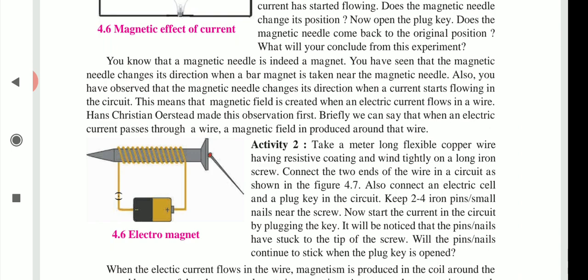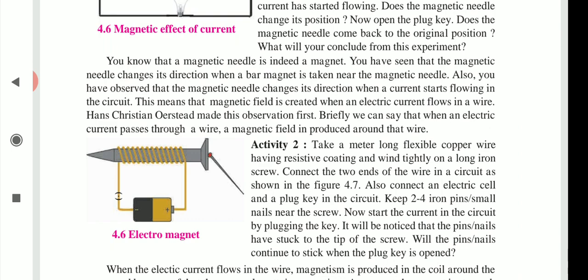You have to take one long iron screw which is shown in the figure, that is 4.7, electromagnet. Then connect the two ends of the wire in a circuit as shown in figure 4.7. Also connect an electric cell and a plug key in the circuit. Keep 2 to 4 iron pins, small nails, near the screw.